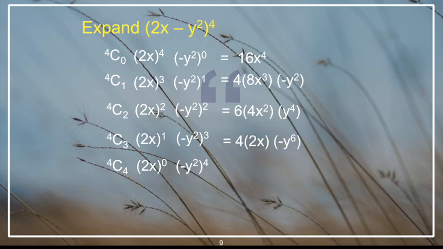Next, combination of 4 taken 3 is 4, and then times 2x, times (−y²)³. Here it's (−1)³, so negative 1 times negative 1 times negative 1 gives you negative 1. That's why this is negative. And y⁶. Remember that law: index 2 should be multiplied by 3. All right, next. (2x)⁰ is 1, combination of 4 taken 4 is 1, and (−y²)⁴ is positive y⁸.